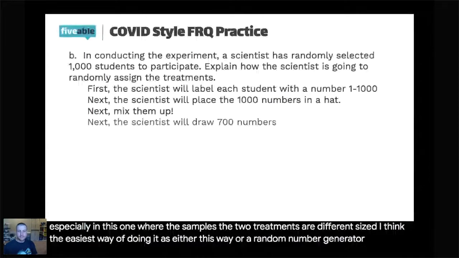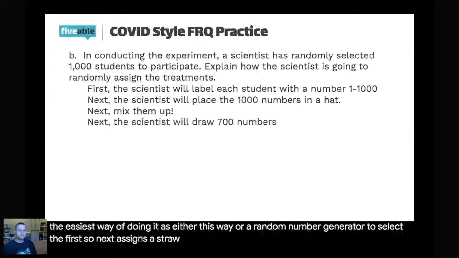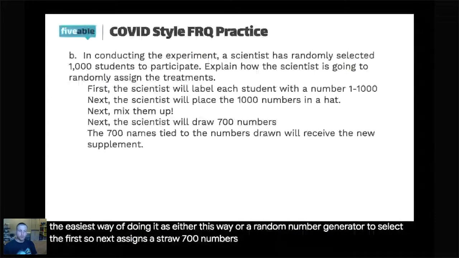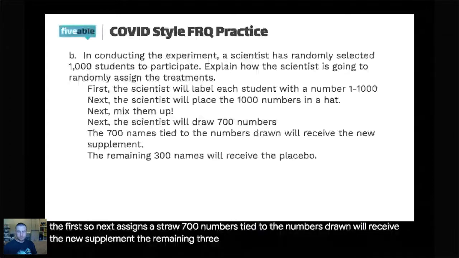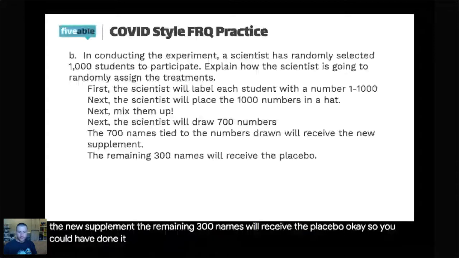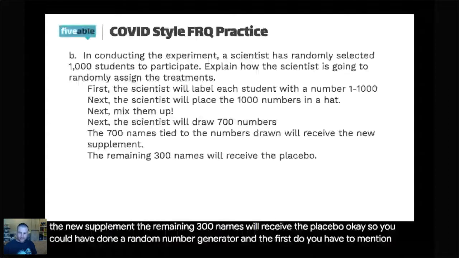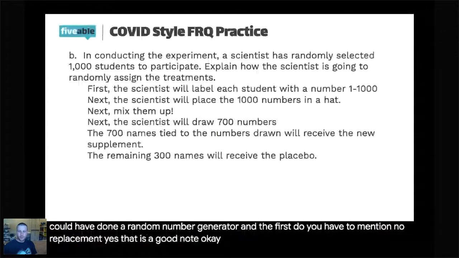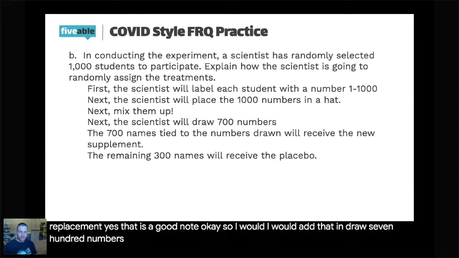So next, the scientist draws 700 numbers. The 700 names tied to the numbers drawn will receive the new supplement. The remaining 300 names will receive the placebo. Okay. So you could have done a random number generator, and do you have to mention no replacement? Yes, that is a good note. Okay. So I would add that in, draw 700 numbers without replacement.